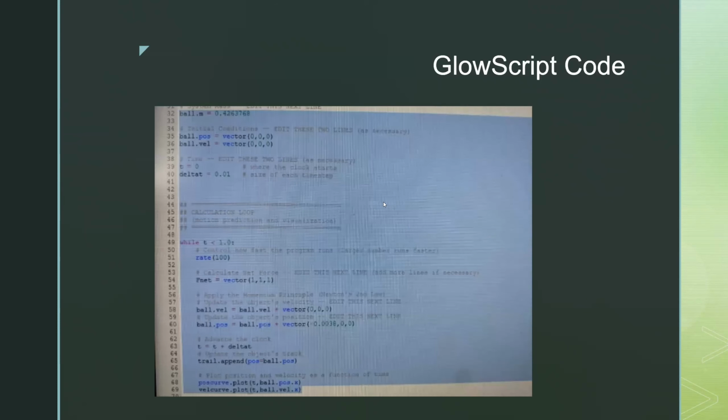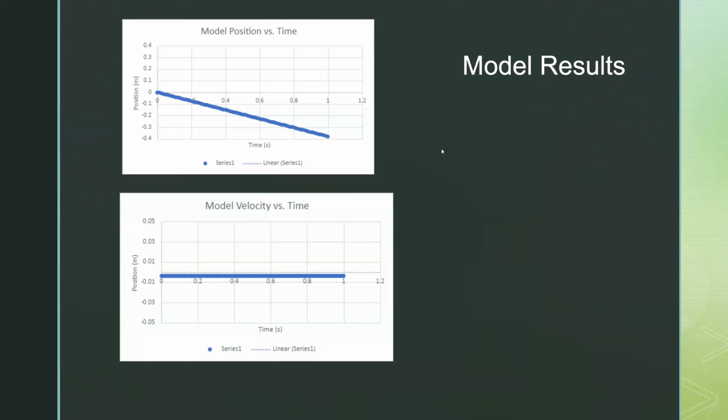And here's the GlowScript code. We can see here that we have the velocity equation from earlier, as well as the position equation. And here I used the V average that I calculated from the actual data as a constant velocity to substitute in for the position equation. And here are the model results, where the final position is about 0.38 meter displacement using the calculated V average from the actual results.